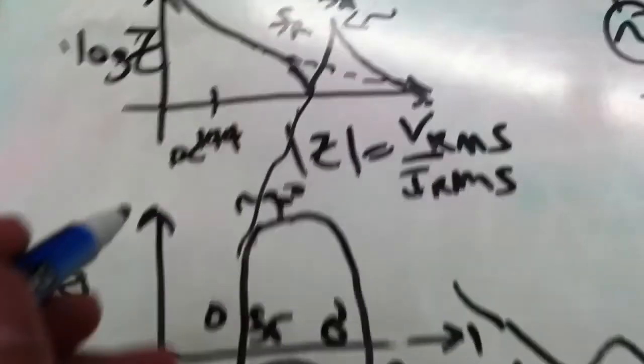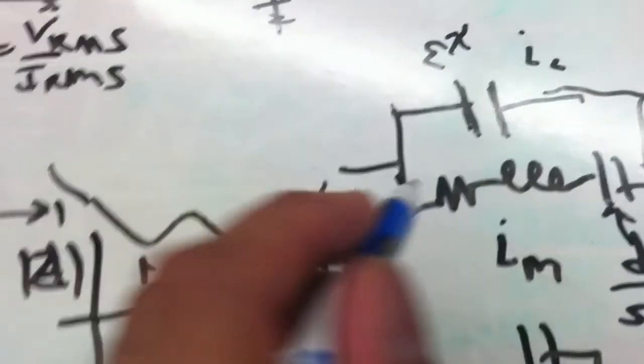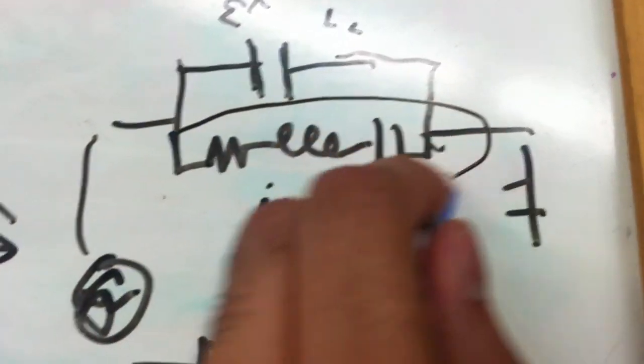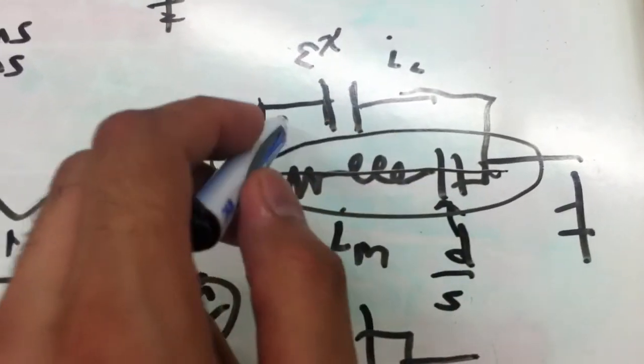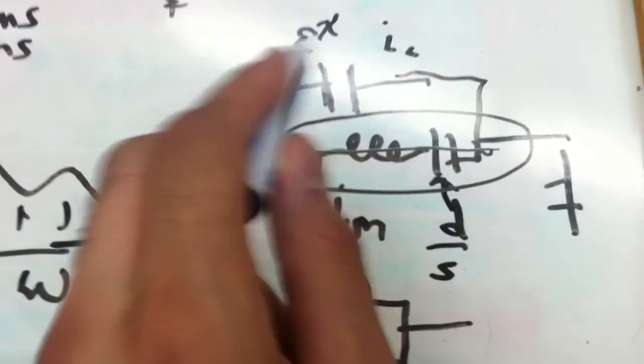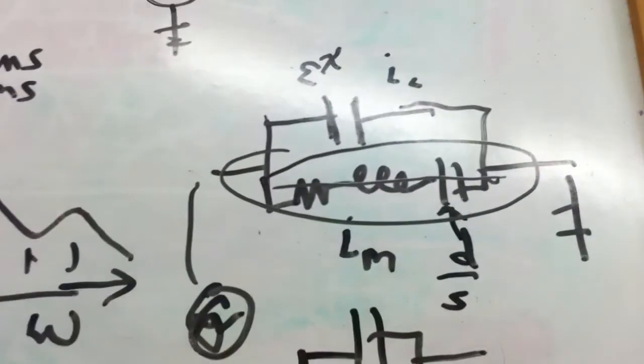So at resonance, what's happening? At the resonance point, it's the resonance of this branch. Therefore, the impedance becomes minimum. All the current goes through this part, and little or no current goes through that part, the top branch.